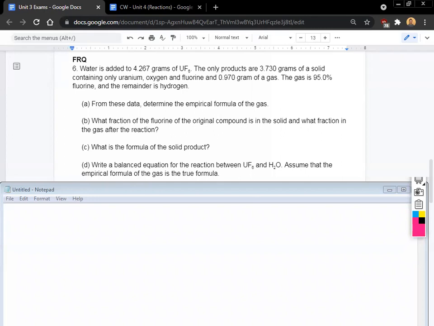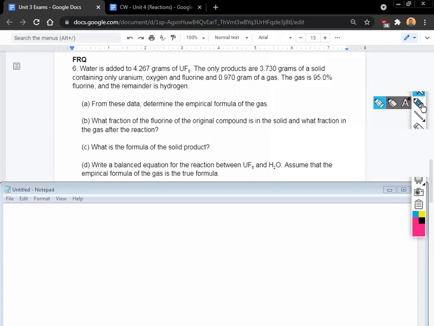Alrighty guys, let's go over the FRQ and then we're gonna get started with unit 4, okay? So you guys should all have your exams because I already know what you got for your FRQ answers and it wasn't pretty for everybody. So let's go over it just so you guys have the answers and then we'll jump into unit 4.